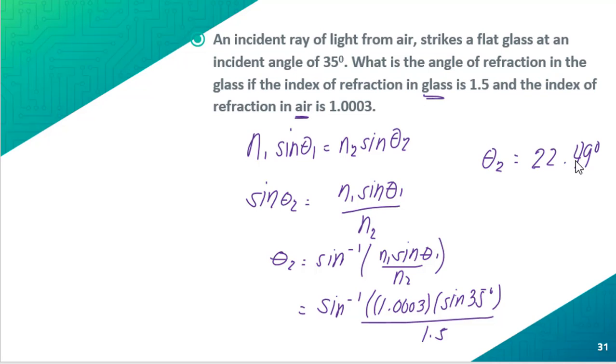Therefore, it bends towards the normal line, so the angle decreases. That means that the light slows down in glass compared to the velocity of light in air. So that's how we analyze the answers.